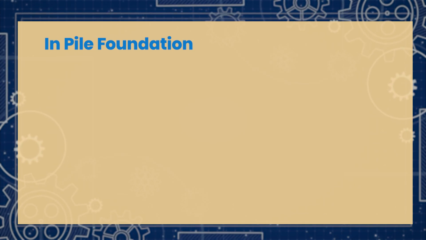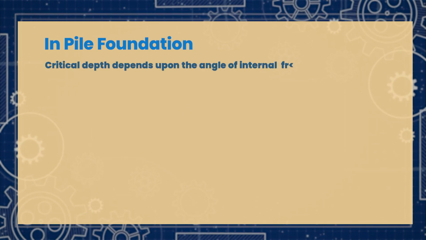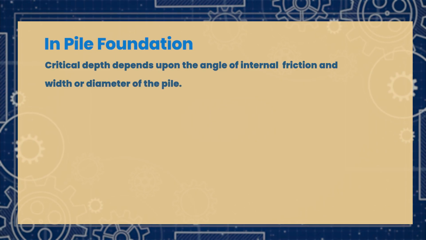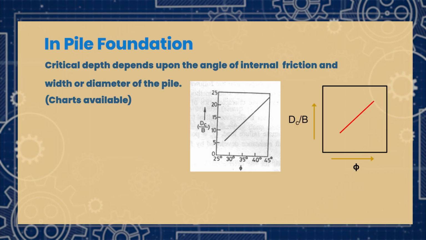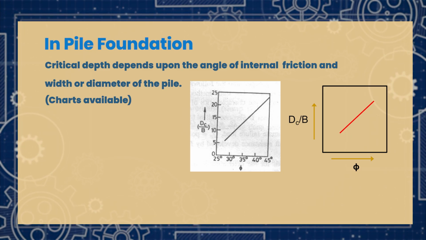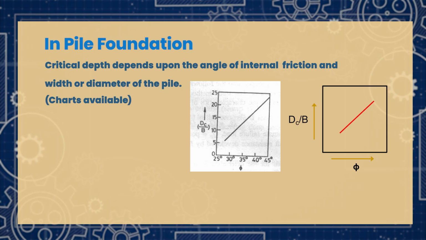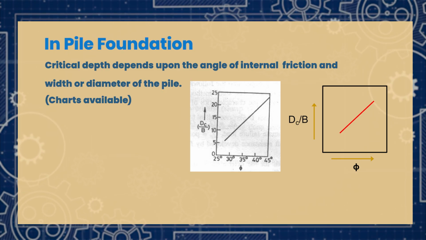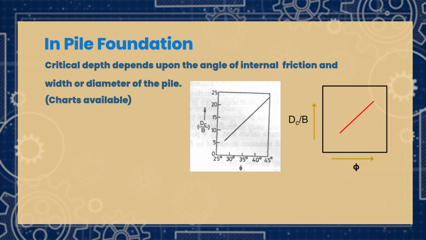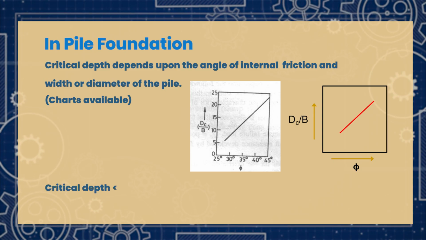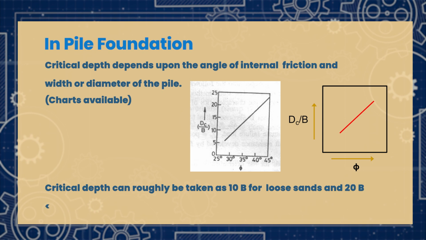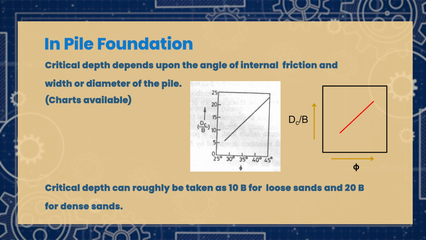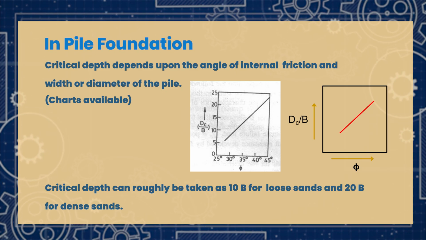This is the concept of shallow foundation. When we come to the pile foundation, this is also a similar type. Here also the critical depth depends on the angle of internal friction and the diameter of the pile. That is why, if you see this chart of D by B and the friction angle, for 25 degree, 30 degree, 35 degree, 40 degree, 45, this will be the curve. Based on this you can take the D by B ratio. The critical depth is generally taken as 10 times B for loose sand, and 20 times B for dense sand. Here B is nothing but the pile diameter.